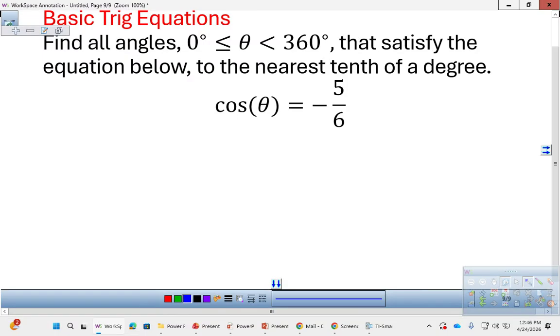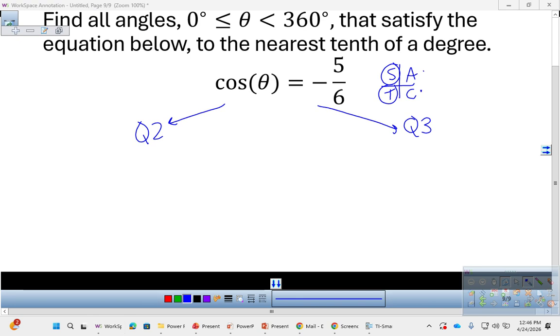So in All Students Take Calc, I'm trying to picture where that could happen. Well, it's positive in 1 and 4, which must mean my answers are going to be somewhere in quadrant 2 or quadrant 3. So I'll draw a picture for quadrant 2, and I'll draw a picture for quadrant 3 as well. If I'm in quadrant 2, with some terminal side in quadrant 2, and I create the reference triangle in quadrant 2, I've got that.